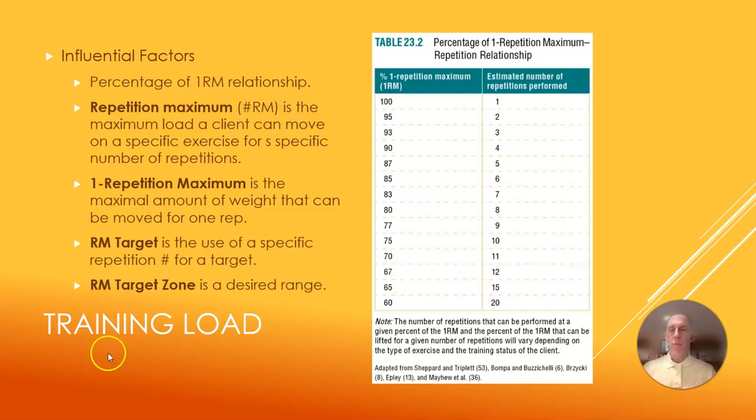All right, so you have a percentage of a 1 rep max relationship. As you're working out and going through your workout, you have a repetition relationship that happens with the percentage that you're using of a 1 rep max. And it kind of makes sense. If you can only do 1 repetition, you're probably at 100% of your 1 rep max. If you can do 10 repetitions, you're at right around 75%.